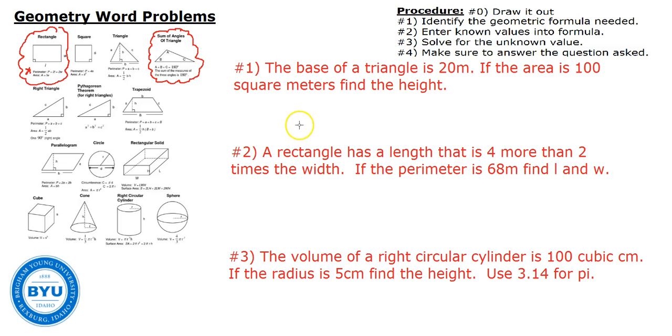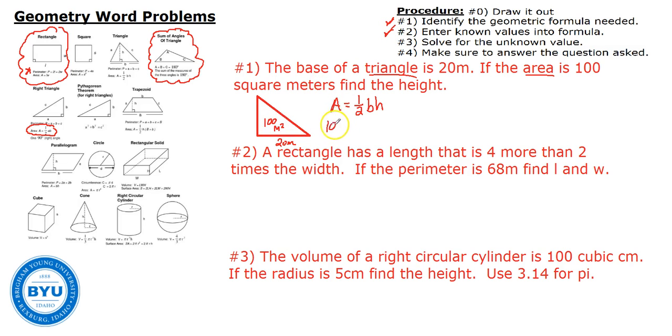It says the base of a triangle is 20 meters. We know that the area is 100 square meters. Okay, so we're talking about area of a triangle. Let's find that formula right here. Ooh, look at this. Here it is. Area equals 1/2 times the base times the height. So if that's good, we drew it out. We identified the formula. Let's enter in the known values.